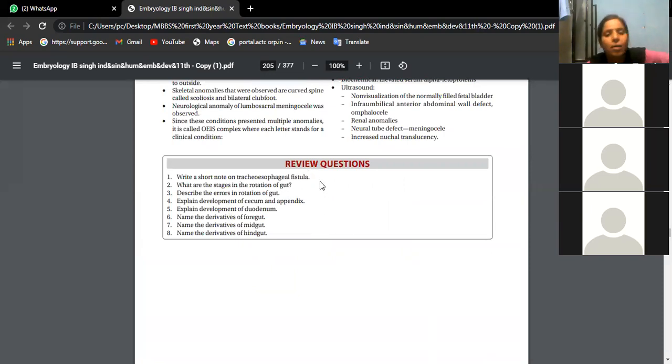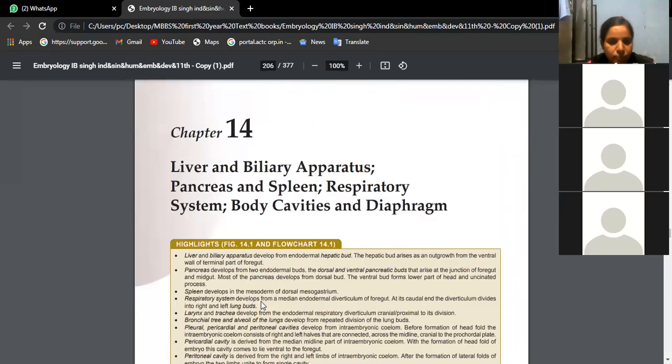Tracheoesophageal fistula. What is the meaning? There is a communication between trachea and esophagus. The food may enter into the trachea, air may enter into the esophagus. An abnormal communication forms between trachea and esophagus. You call it tracheoesophageal fistula. Cecum and appendix come from midgut. Duodenum comes from foregut and midgut. So derivatives of all the three parts you have to remember.